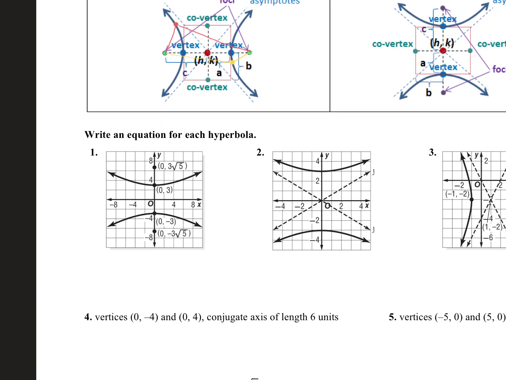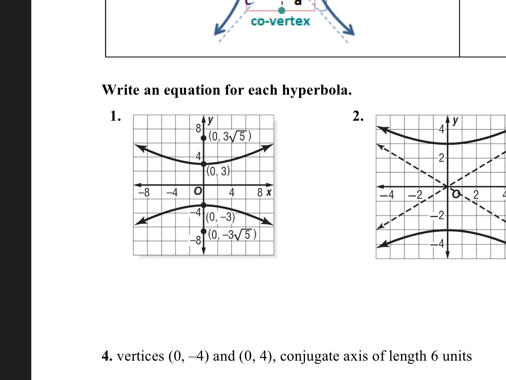Let's start number 1. All right, so we can see that the hyperbola has one curve that opens up and one that opens down. So this is a vertical hyperbola. We also can see that the midpoint of those two vertices is at 0, 0. All right, so it's vertical. It's centered at 0, 0. So we could go ahead and write y squared. We don't need any parentheses because it's centered at the origin, minus x squared.